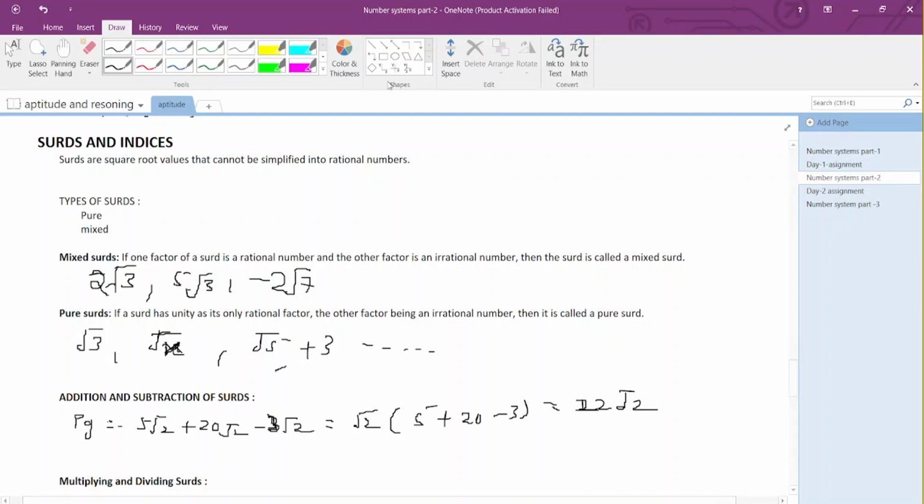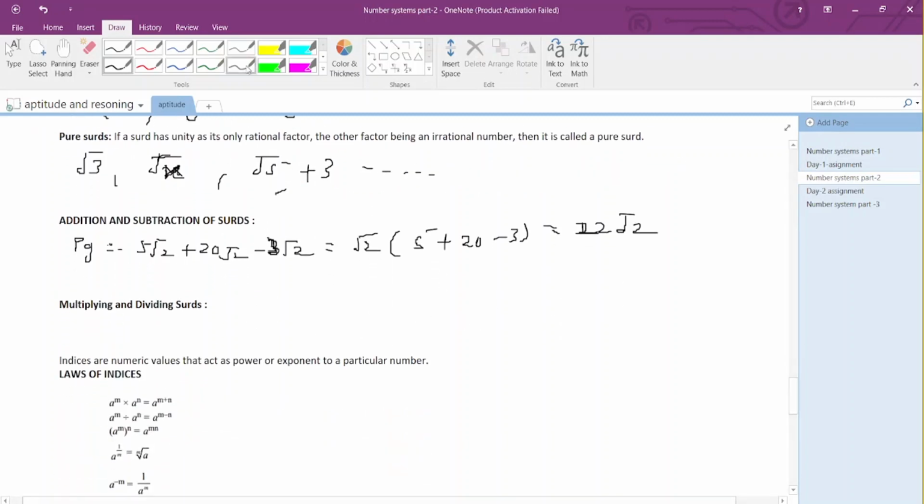So this is the way we can do the addition. In the same way subtraction also, and you may see a combination of addition and subtraction like this example. You can solve these like this. And let's take another example: root over 45 minus 3 root over 20 plus 4 root over 5.